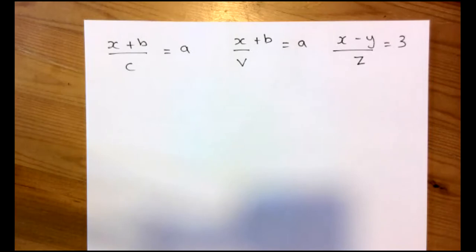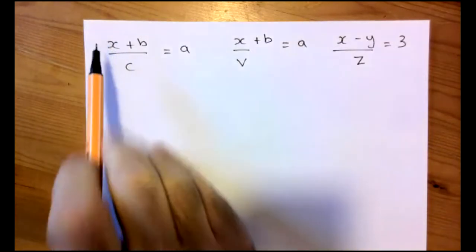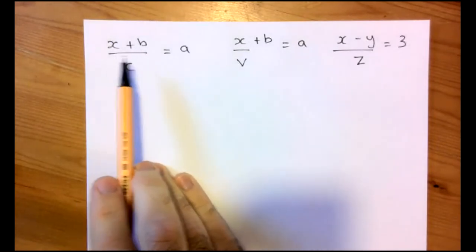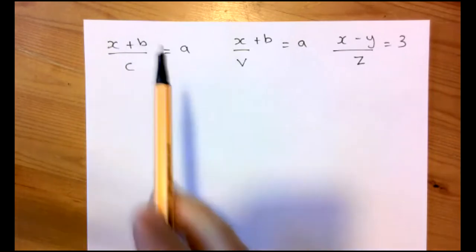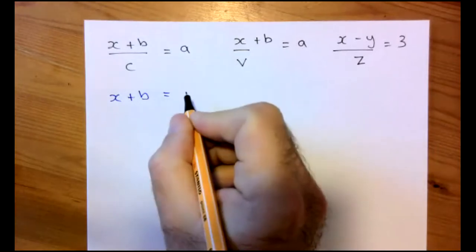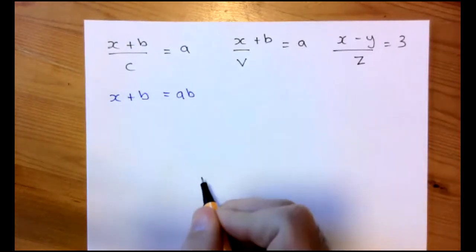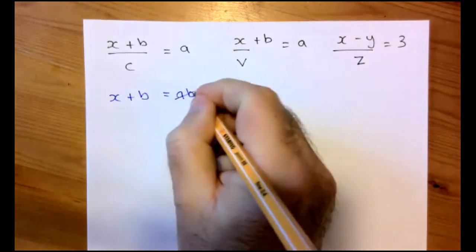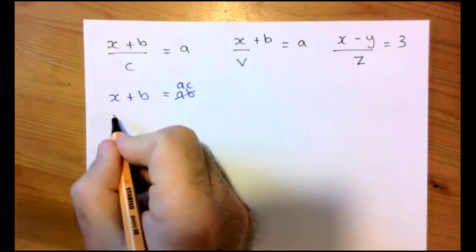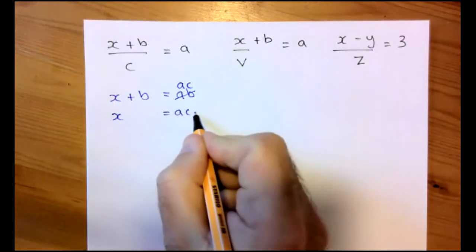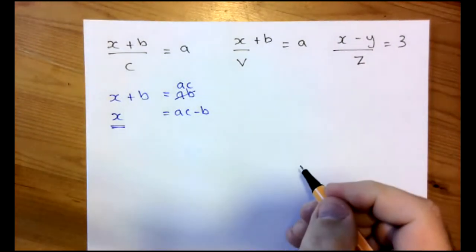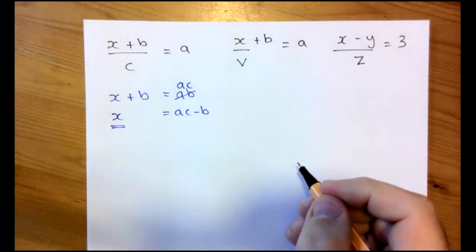Okay, so let's go through the first one. So I want to get this x on its own. When I look at this, I see it's all divided by c. So I've got to start off by multiplying both sides by c. If I multiply the left-hand side by c, I get x plus b. If I multiply the right-hand side by c, I get ab. Or even ac. Okay, so now I want to get rid of the b. So I'm going to subtract the b from ac. So I've now got x on its own, so x equals ac minus b. I've made x the subject of the formula.